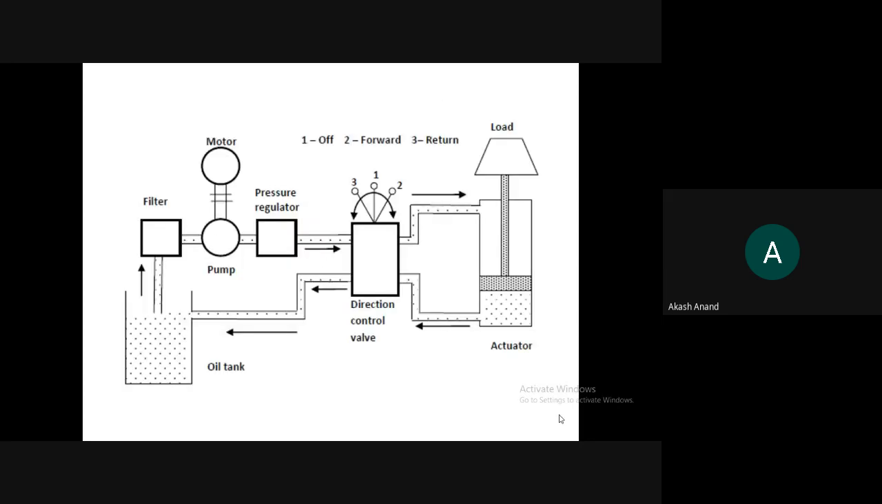Yesterday we already gave a brief idea about the block diagram of a general hydraulic system. It consists of an oil tank, then a filter. The fluid is driven with the help of a pump, and the pump is driven with the help of a motor. This was the basic diagram for a hydraulic system. With the help of directional control valves, we are controlling the movement of the actuator.